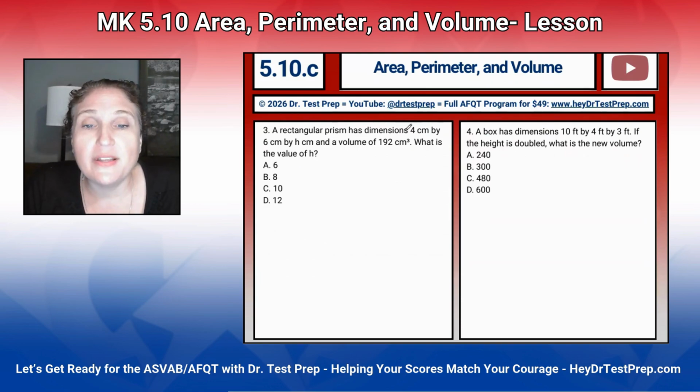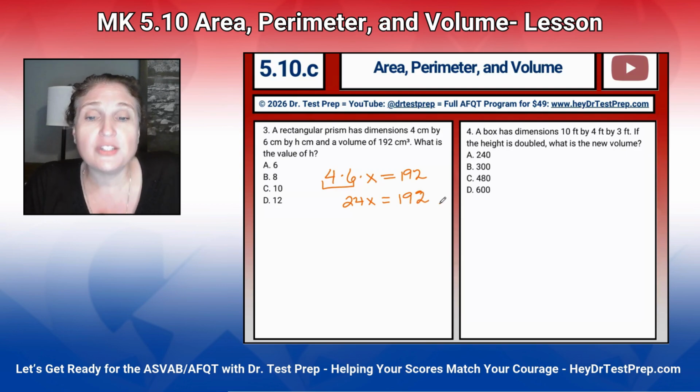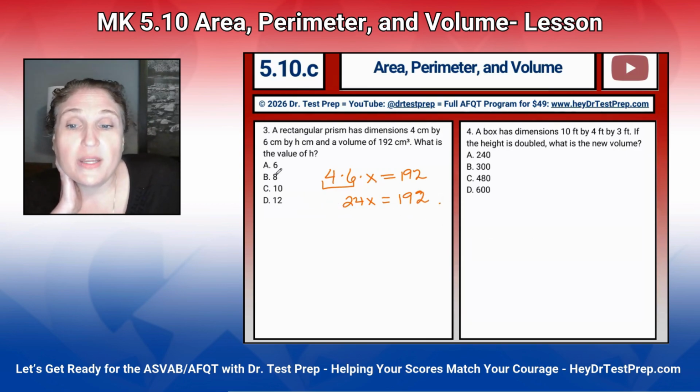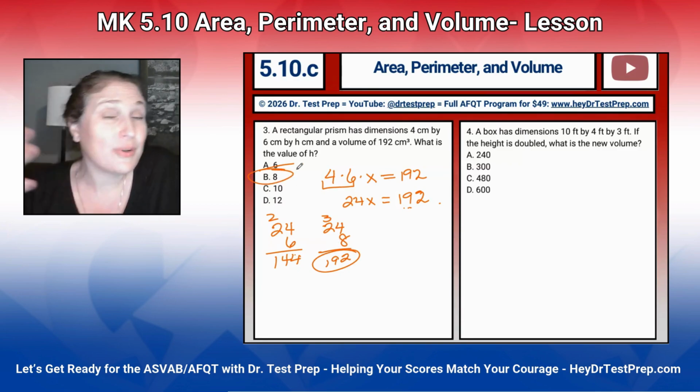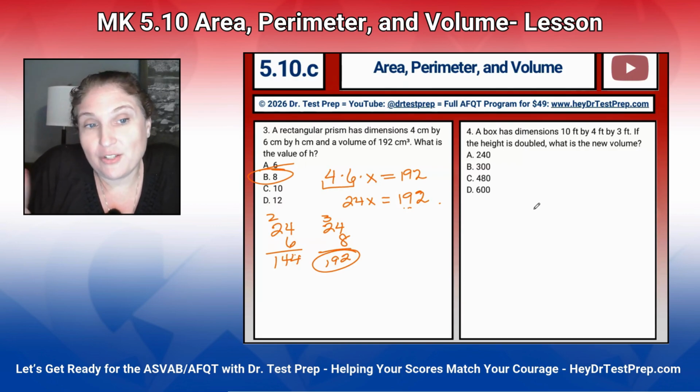Here it says that our rectangular prism has 4, 6, and an unknown height, and it has to equal 192. Well, 4 times 6 is 24, so 24x equals 192. You have a couple of options. We can just multiply 24 times 6 and get 144. That's not 192. We can multiply 24 times 8 and get 192. So that's our right answer. And that might be easier if you don't know how to divide 192 by 24.